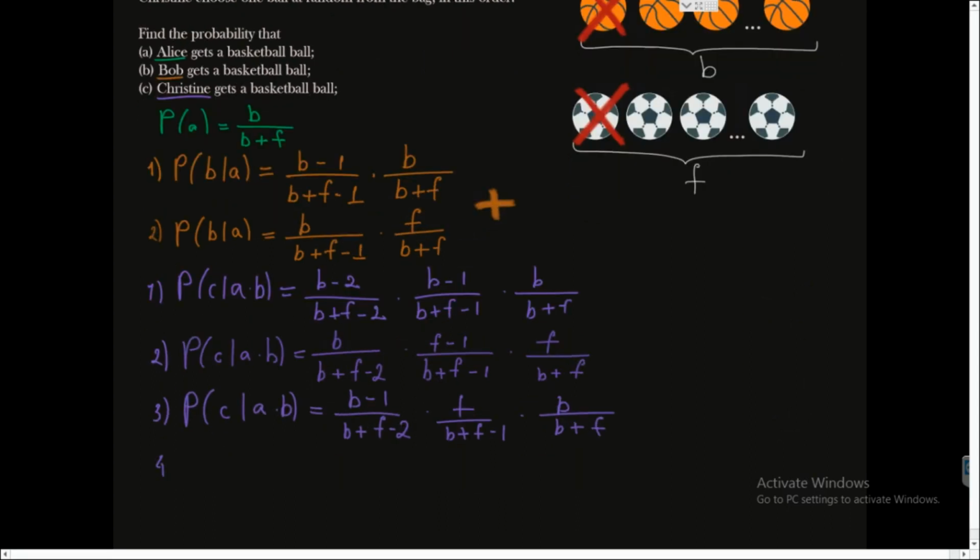The last, fourth option is when Alice took a football ball and Bob took a basketball one. So, the probability of event C dependent on events A and B equals the formula in which Christine took a basketball ball, Bob took a basketball one, and Alice took a football ball. The final probability for Christine that she will get a basketball ball is the sum of our four options.